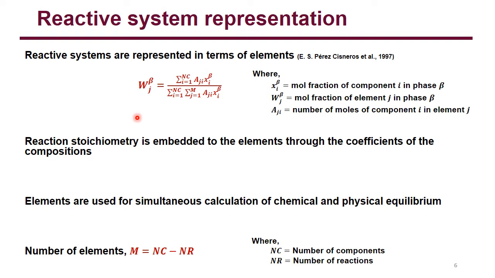Elements are useful for the representation of RD columns because these are used for the simultaneous calculation of physical and chemical equilibria, which are required for the design of RD columns. An immediate application is that the number of elements is less than the number of components and is exactly equal to the number of components minus the number of independent reactions.